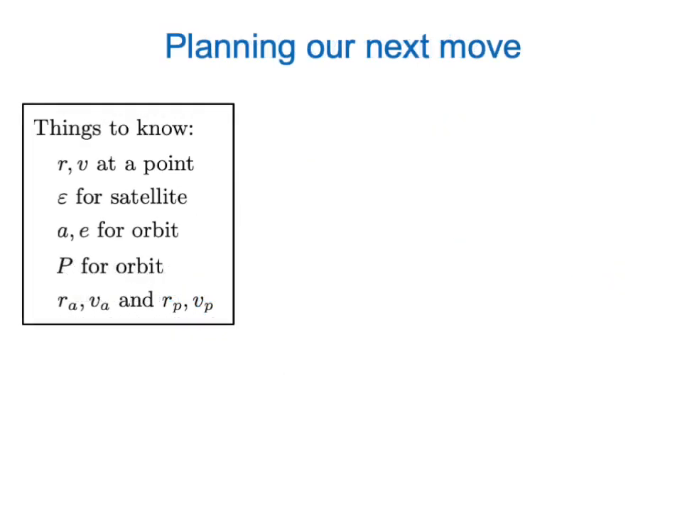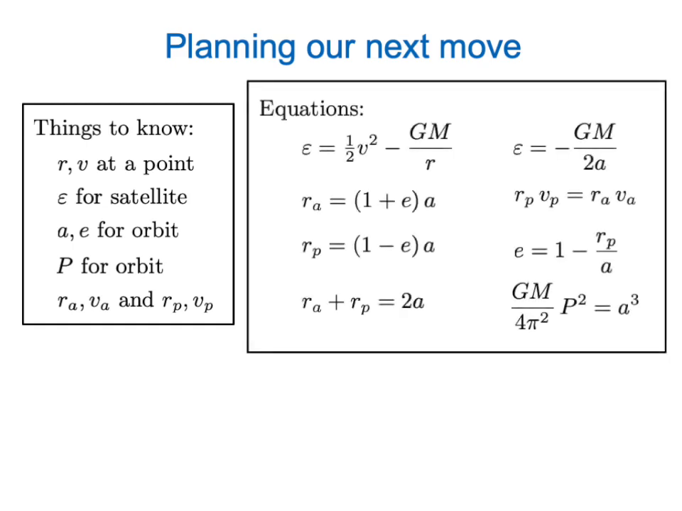Now it's time to plan our next move. There are lots of things we might want to know about the satellite. We might want to know its radius and speed at some point on its orbit. We might want to know the total mechanical specific energy. That's going to be the same at every point on the orbit. We might want to know the semi-major axis or the eccentricity for the orbit, or the orbital period. We might want to know the radius and the speed at apogee, just as we already know the radius and speed at perigee.